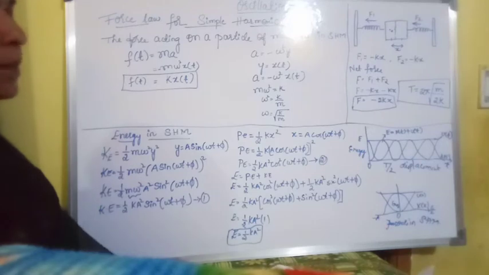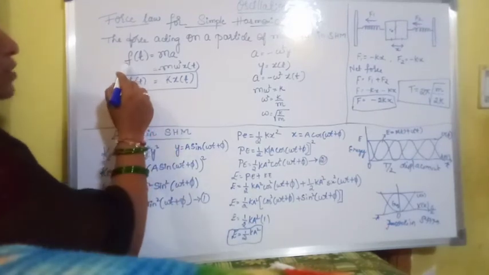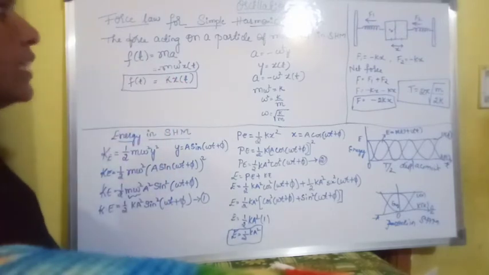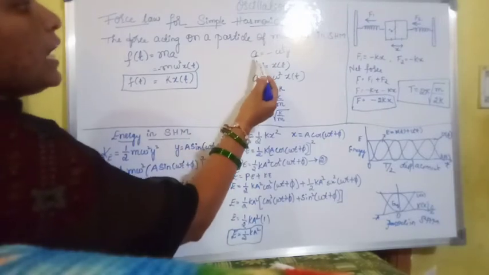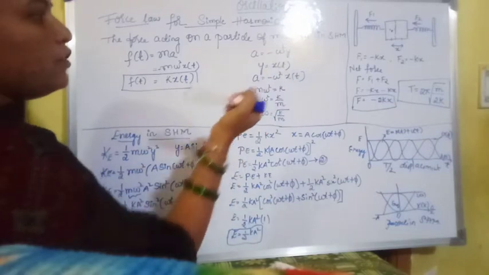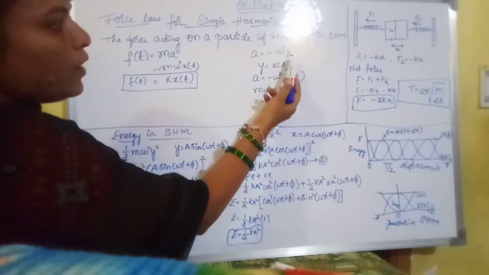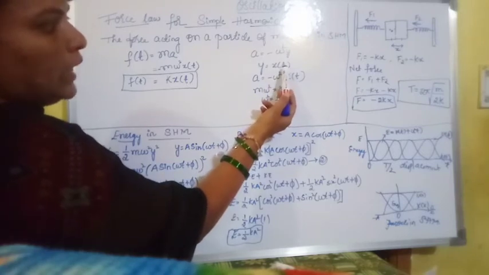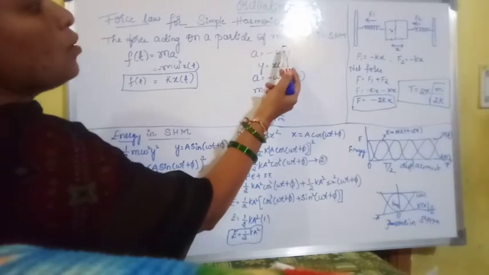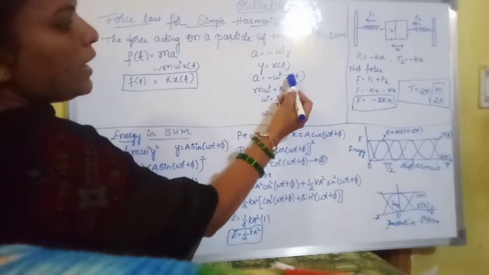Let us consider, by the definition of Newton's second law, the force is equal to mass into acceleration. In the last derivation, we took a is equal to minus omega square y. We have already derived this. Instead of y, we can write x of t. Substituting the value of y in a is equal to minus omega square y, we get a is equal to minus omega square x of t.